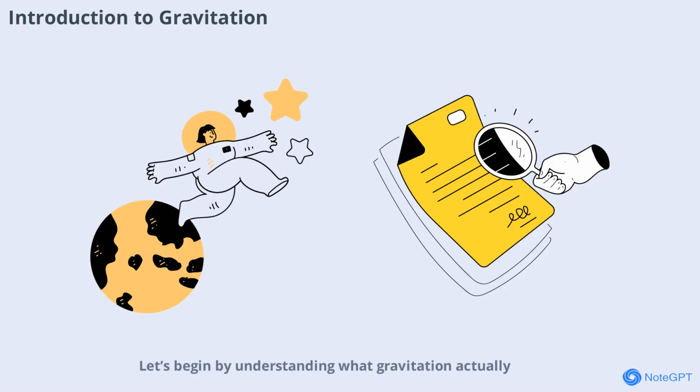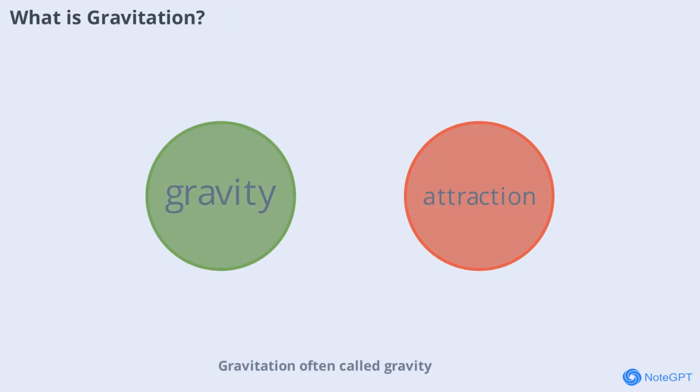Let's begin by understanding what gravitation actually means and how it impacts our everyday lives. Gravitation, often called gravity, is the force of attraction between any two objects with mass. It's the reason why apples fall from trees and why we stay anchored to the earth. This invisible force acts at a distance, pulling objects toward each other. The more massive an object, the stronger its gravitational pull. Even though we can't see gravity, we can observe its effects everywhere, from falling objects to the motion of planets. Understanding gravitation helps us make sense of the physical world around us.